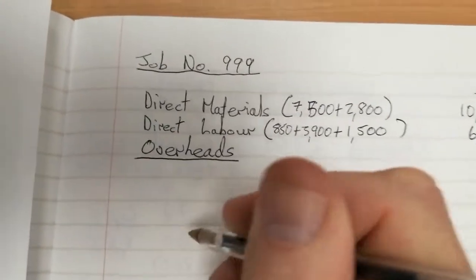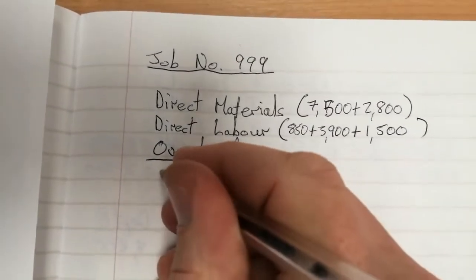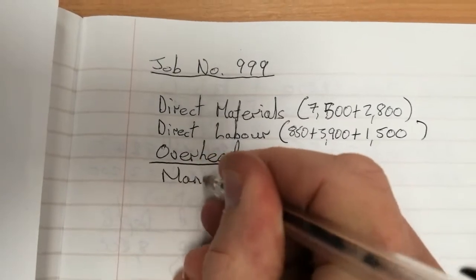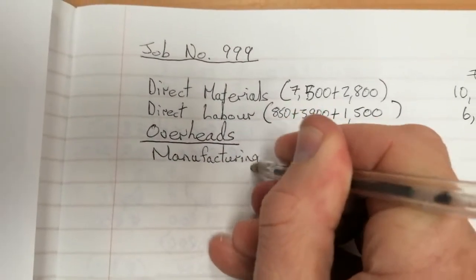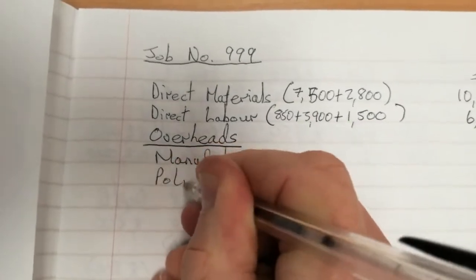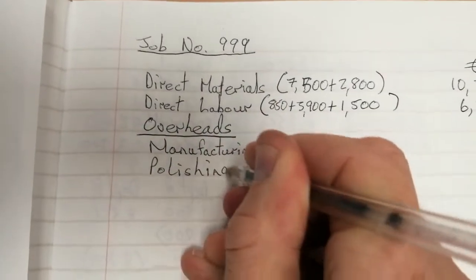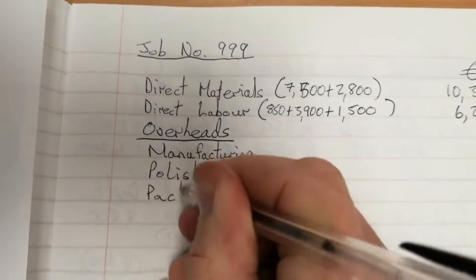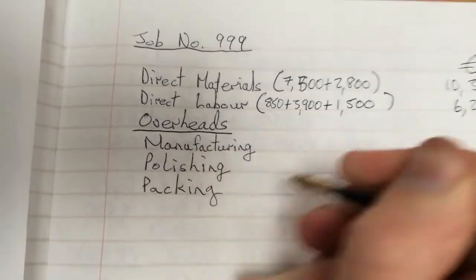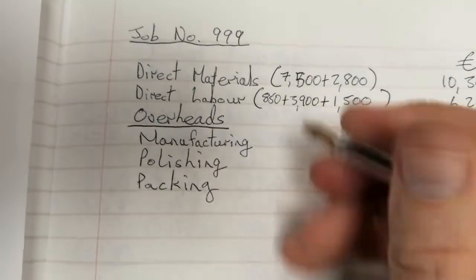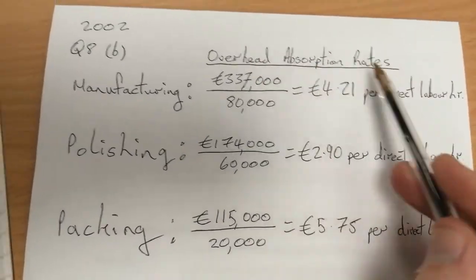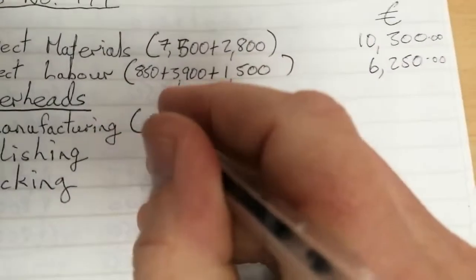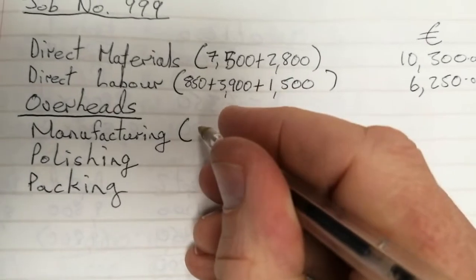Okay, and we have overheads from each of the 3 departments, so we'll put each of the departments: manufacturing, polishing, packing. Okay, and so this is where we're going to use our overhead absorption rates that we worked out earlier, because they're overhead absorption rates, isn't it? So calculate the amount of the cost of the overheads for this particular job.